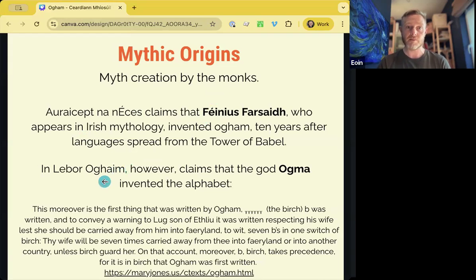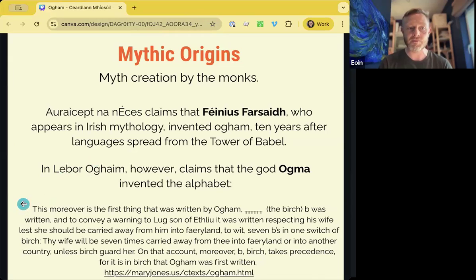And right next to it in the Book of Ballymote, as far as I can understand, although I haven't studied the manuscript itself, I just find it really intriguing, the Lebor Ogaim claims that it was the god Ogma who invented the Ogham alphabet.